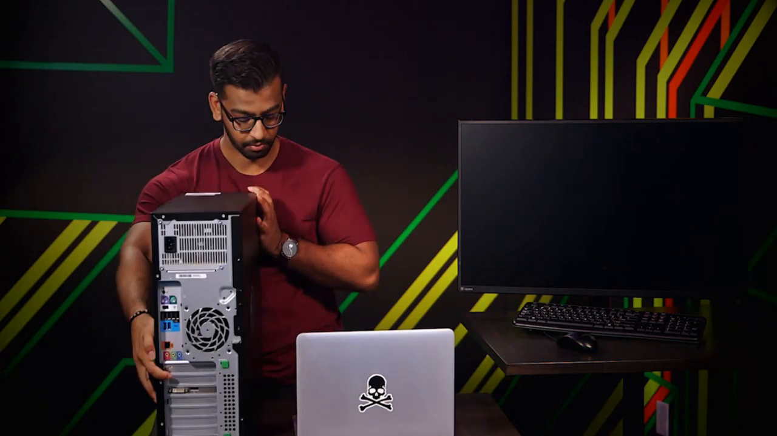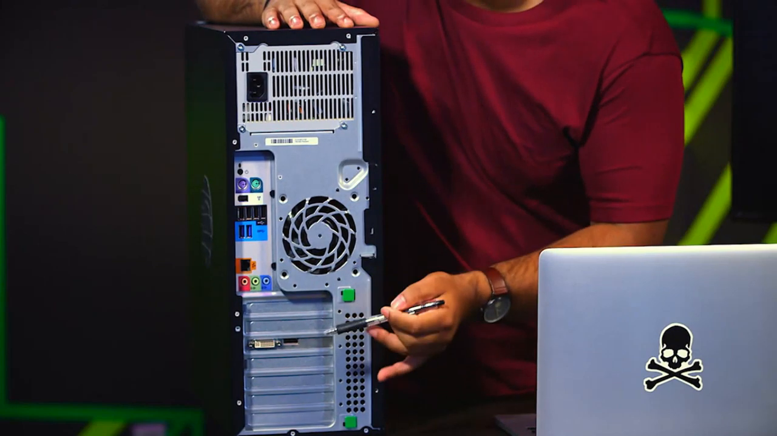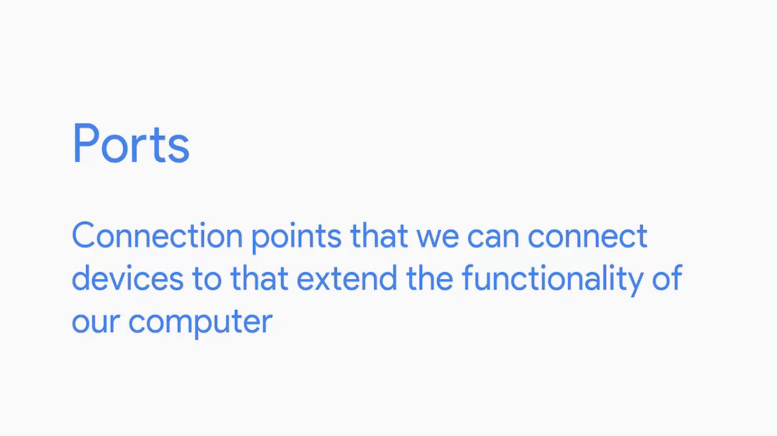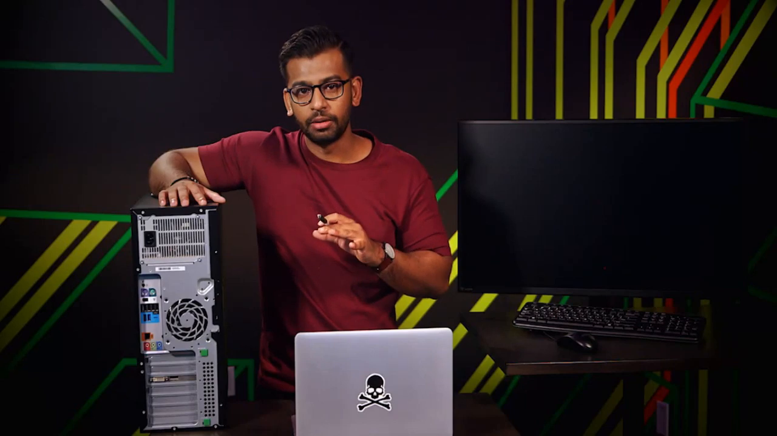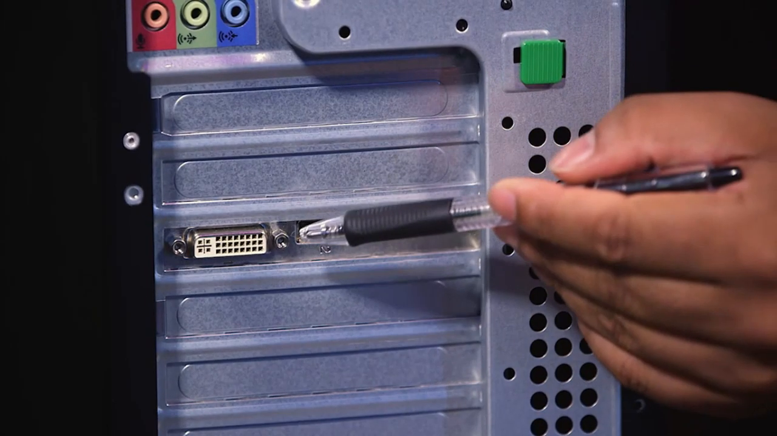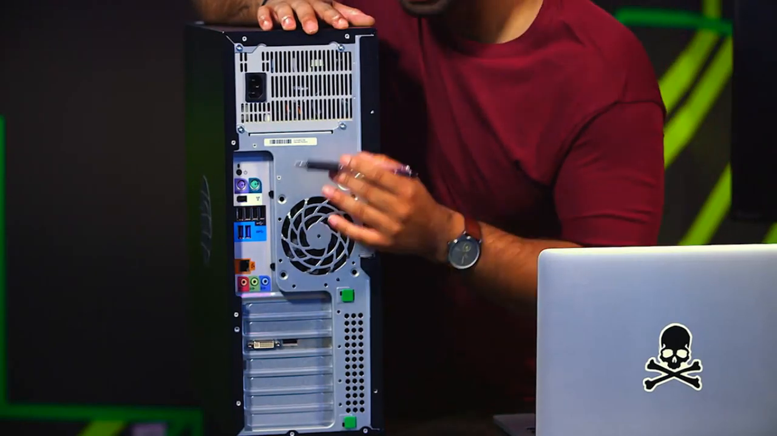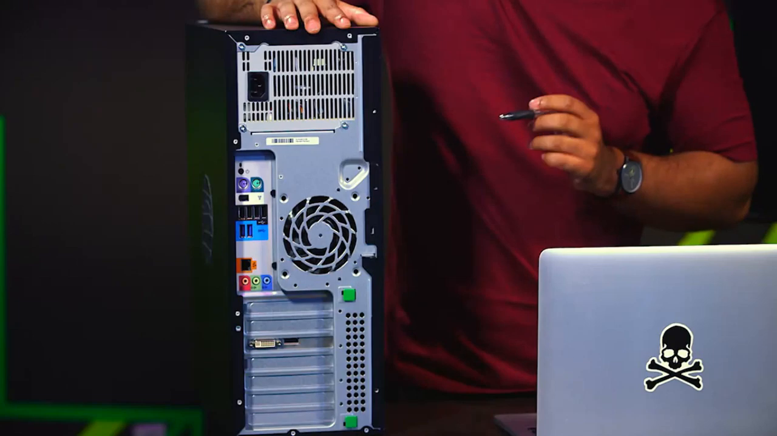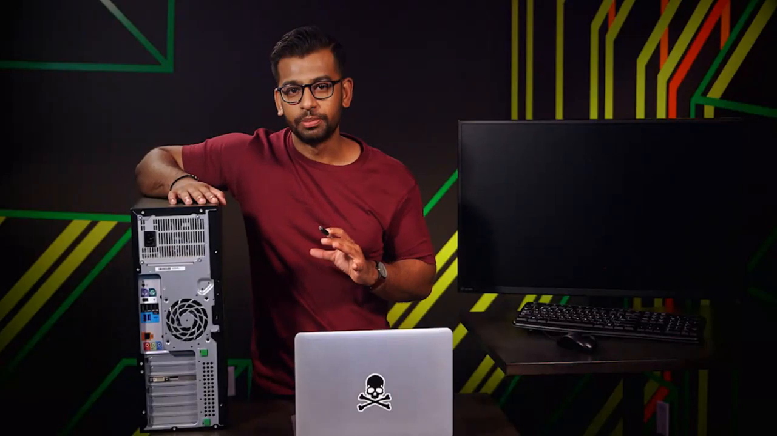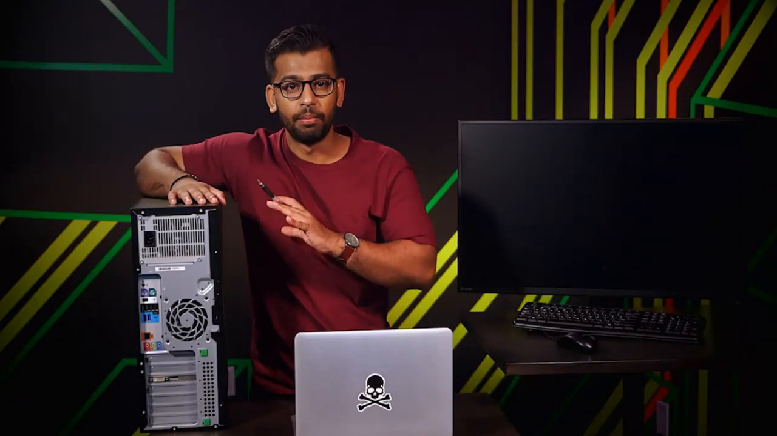Let's take a look at the back of the computer. You can see common connectors here, the power outlet here, and the common ports here. Ports are connection points that we can connect devices to that extend the functionality of our computer. We'll go into detail about the ports you see here in a later lesson, but here's a quick rundown. We have a port here to connect to a monitor, and a few ports here to plug your keyboard and mouse. There's another important one here for our network connection. With just these ports, we're able to have the basic functionality to browse the web and much more.